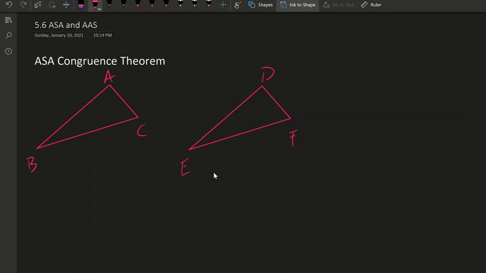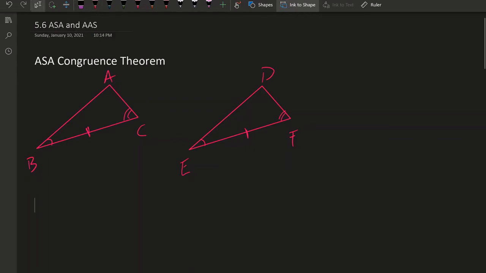In order for angle, side, angle to occur, we have to have two sets of corresponding angles. So that would be angle B and E, and then maybe angle C and F. And then we say ASA because the side is between the two angles. So the side that has to be congruent has to be the set of corresponding sides that are between the two angles. Now, if we can come up with this situation, that implies that the two triangles are congruent.